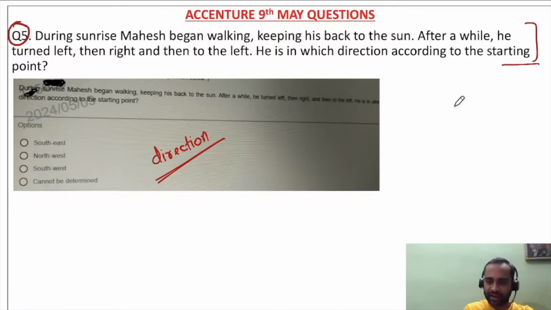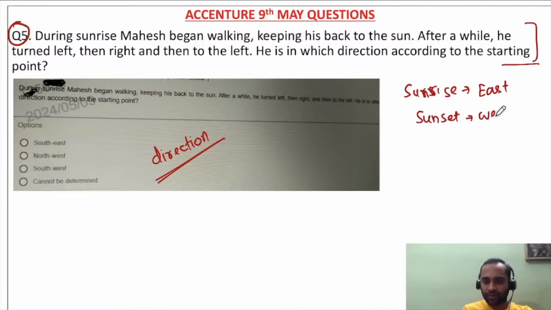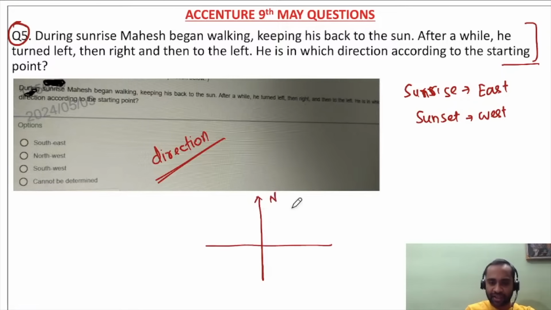Okay, so during sunrise. Friends, sunrise will be in which direction? Sunrise will happen in which direction? Sir, it is the east direction. And sunset will be in the west direction. Now, friends, one thing you know is that your directions will always be represented like this: north, east, south, and west, right? You always have to keep this in mind, then only you will be able to solve.